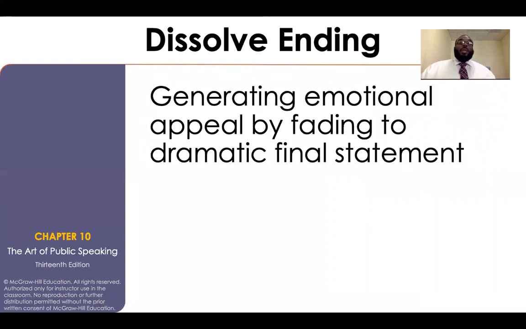Some people dissolve the end by generating emotional appeal and fading to a dramatic final statement. You might start out with a story about a little girl who experienced some type of hardship and not end that story until the very end, when you say whatever happened to the little girl at the end, or whatever has happened to her most recently that might be dramatic or emotionally stimulating, or even, hopefully, a happy ending.